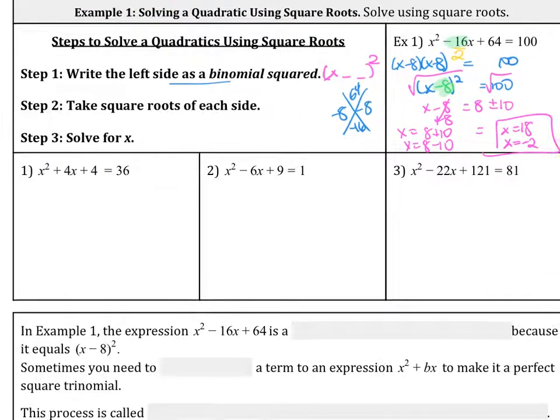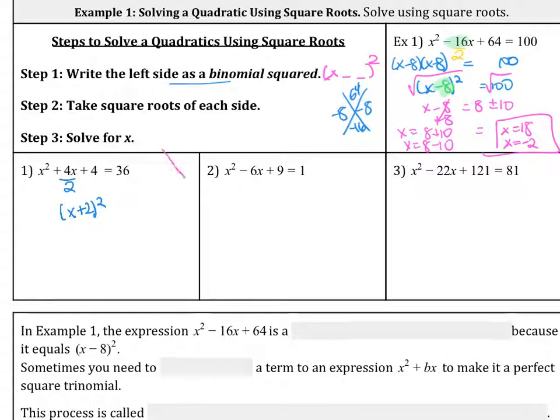So try out the same example. We're not setting it equal to 0 this time. We're just writing the left side as a squared binomial and then solving by square root. So let me help you out here. If you don't see it right away, let's just divide this by 2. So that is 2, and that's going to go inside. We just write x plus 2 squared.